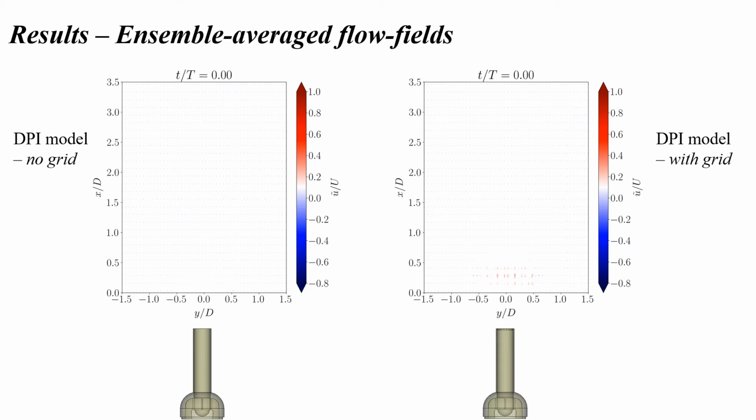I'll now present the evolution of the flow fields arising from the two DPI models. The animations here will show the ensemble average flow field vectors colored by the ensemble average axial velocities for the two models. The spatial and temporal coordinates are presented in a non-dimensional form upon division by the jet diameter d and the inhalation period t.